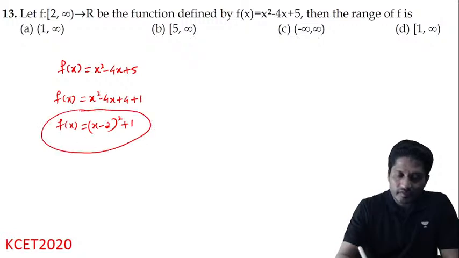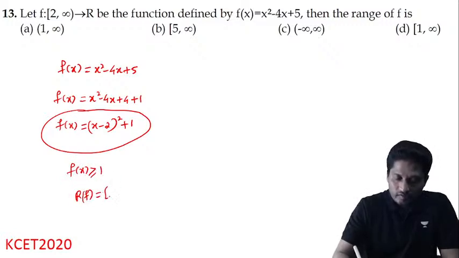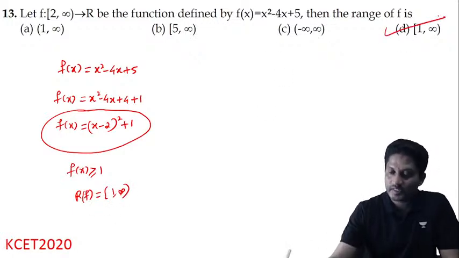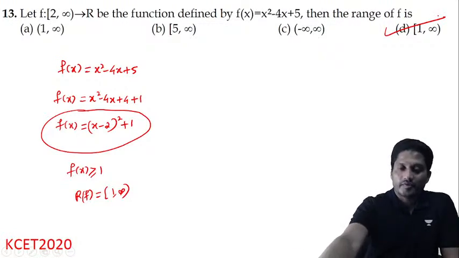Alright, the minimum value of a square is 0 only, right? Therefore, f(x) is greater than or equal to 1. So the range of f is equal to the closed interval [1, infinity). Alright, so the answer is option D. Let's move to the next question.